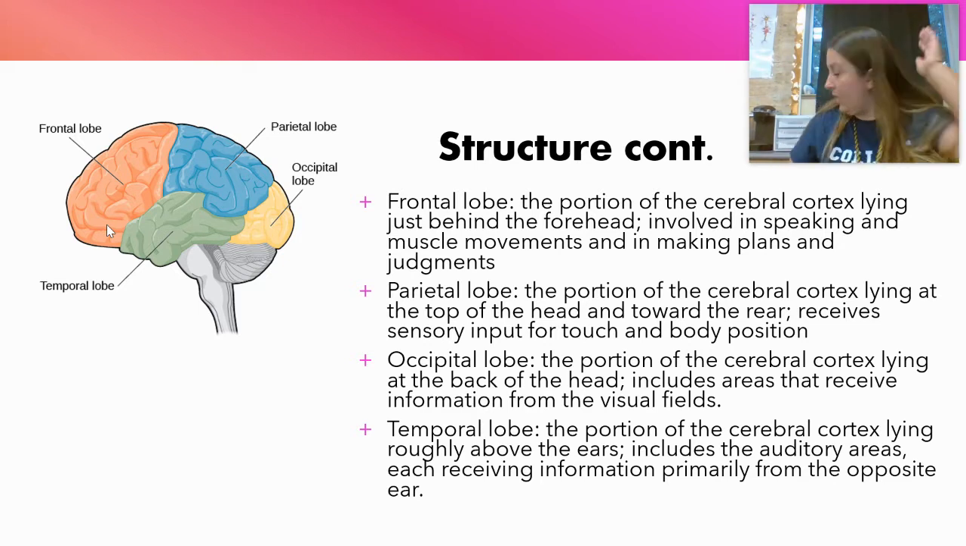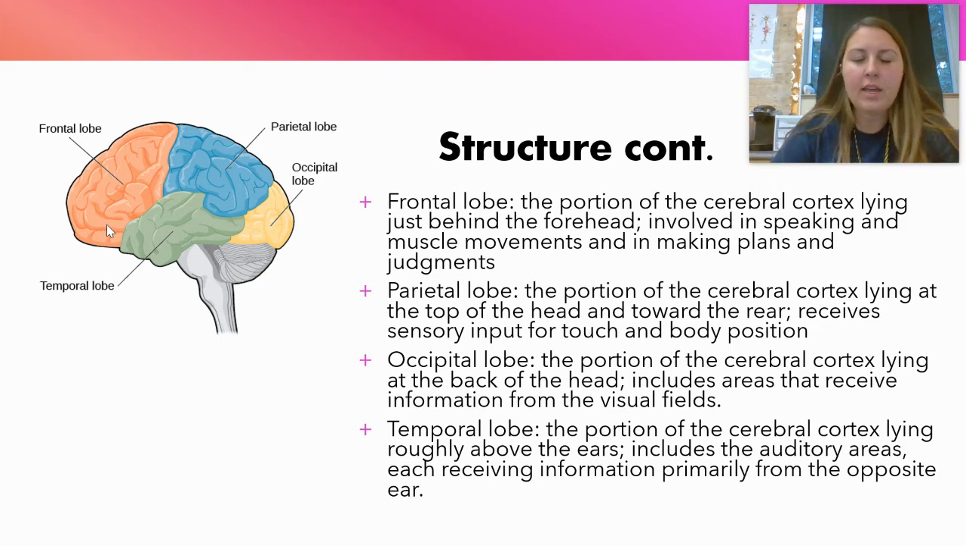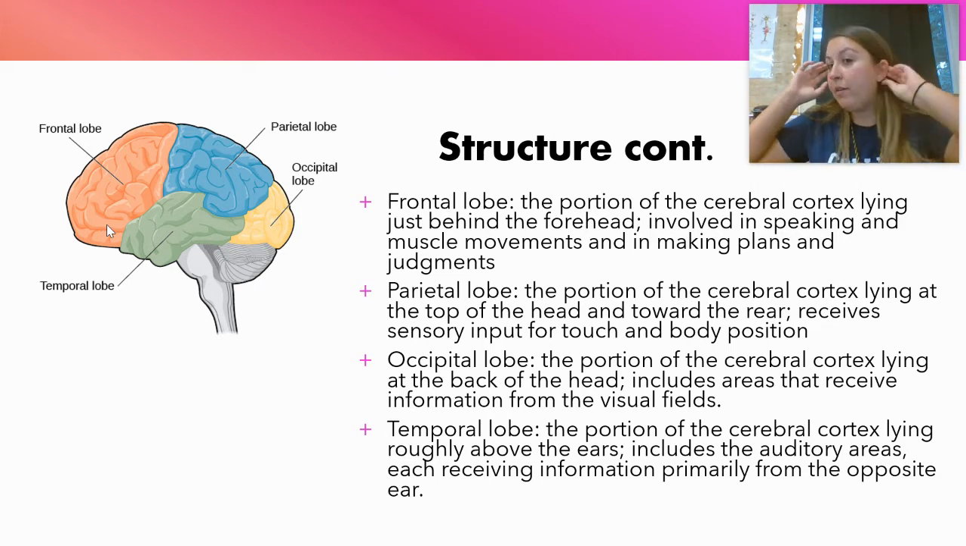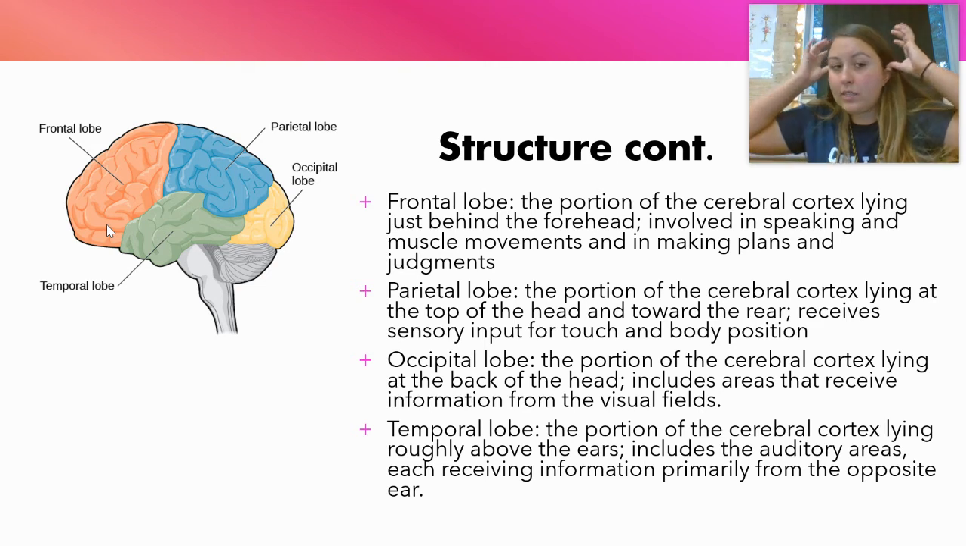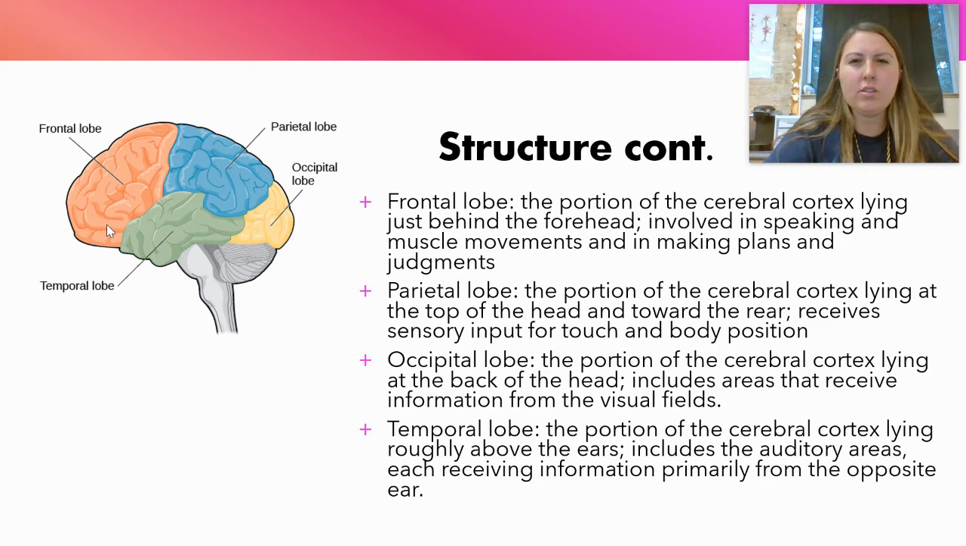Then in the back, at the base of your skull, is where our occipital lobe is. And this area receives visual stimuli and basically will transmit that information for us to be able to see. And then on the sides of our head, right above our ears, is what we call the temporal lobe. And the temporal lobe has areas that process hearing, which makes sense why they would be near the ear.